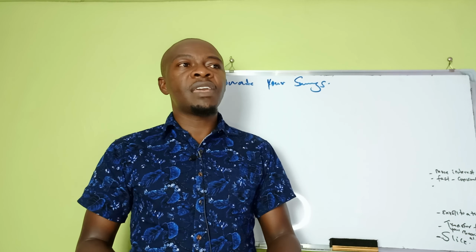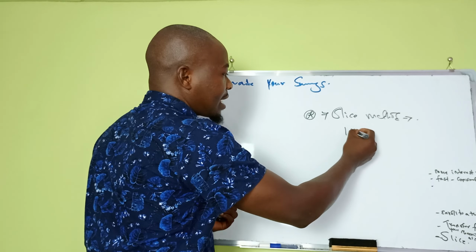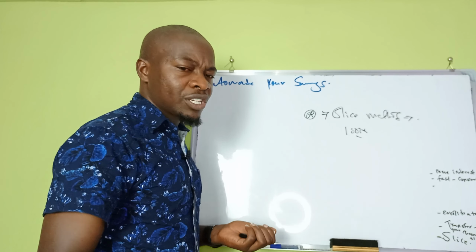Let's ask ourselves, how exactly can this happen? This can happen in actually three ways, but let's concentrate on two ways. One way you can automate your savings is by what we call the slice method. The slice method is where you get your money, say you get your salary, let's say it's 100K. Let's talk big figures because that's where we are heading.